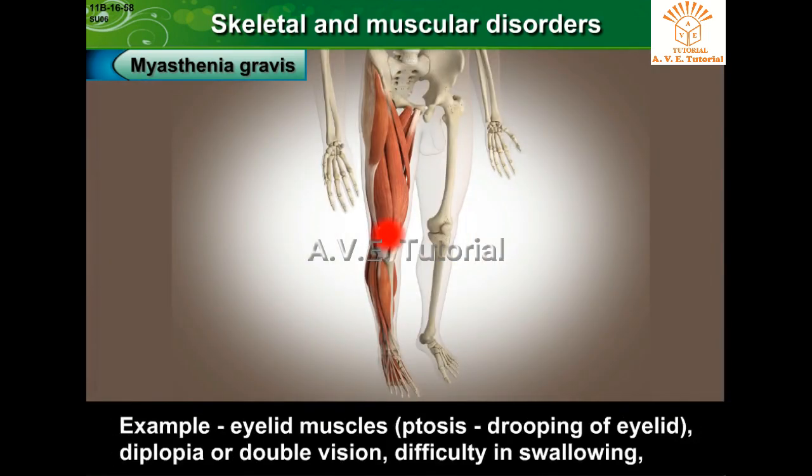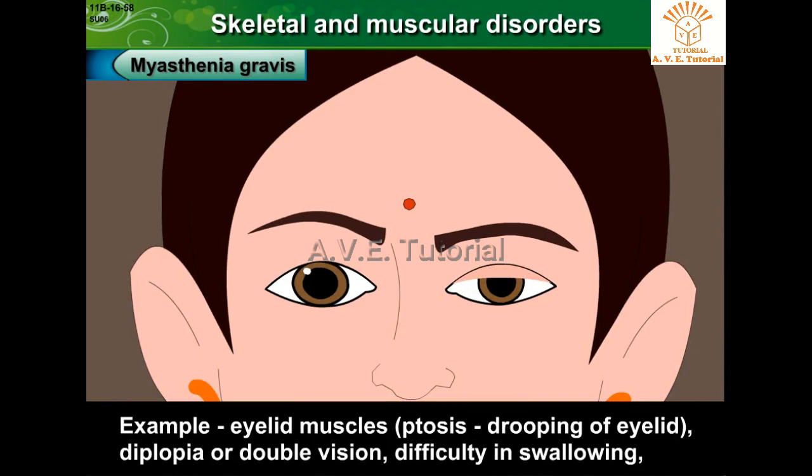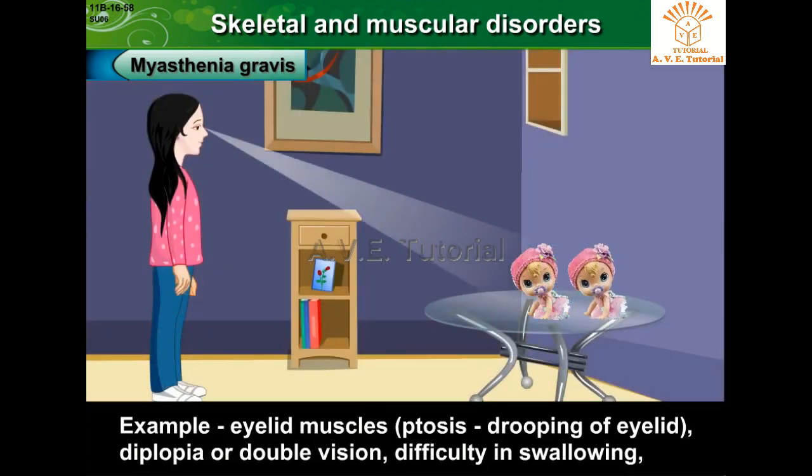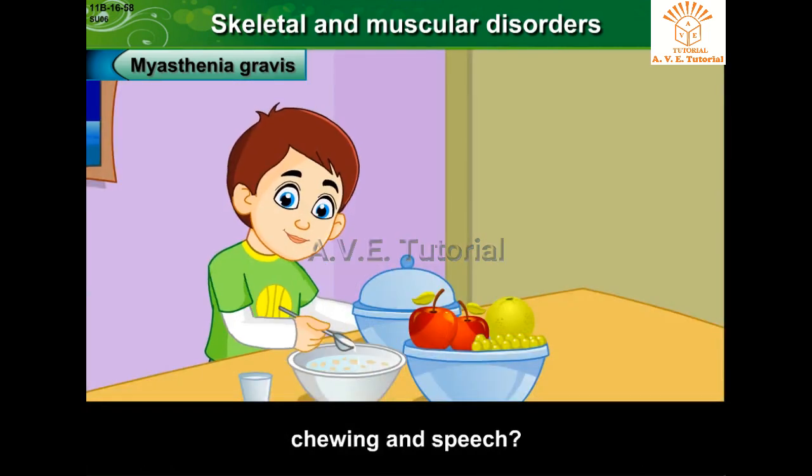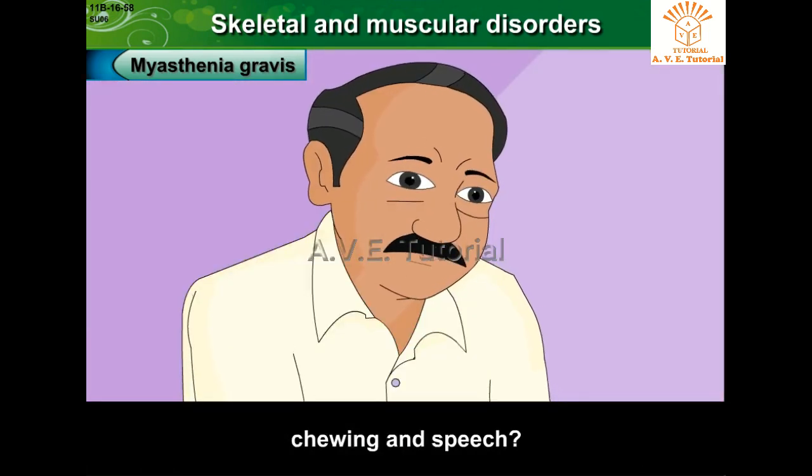Examples: eyelid muscles, ptosis, that is drooping of the eyelid, diplopia or double vision, difficulty in swallowing, chewing, and speech.